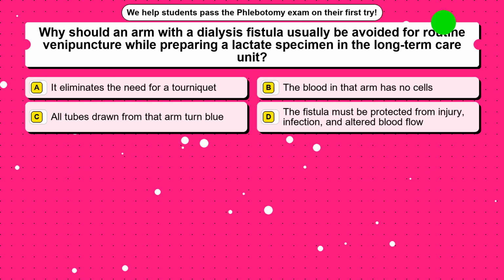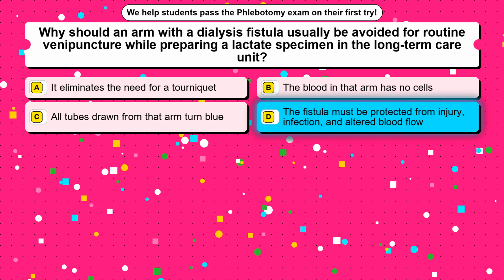Question 20. Why should an arm with a dialysis fistula usually be avoided for routine venipuncture while preparing a lactate specimen in the long-term care unit? Option A. It eliminates the need for a tourniquet. Option B. The blood in that arm has no cells. Option C. All tubes drawn from that arm turn blue. Option D. The fistula must be protected from injury, infection, and altered blood flow.